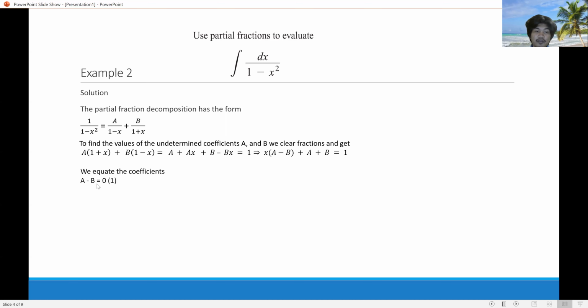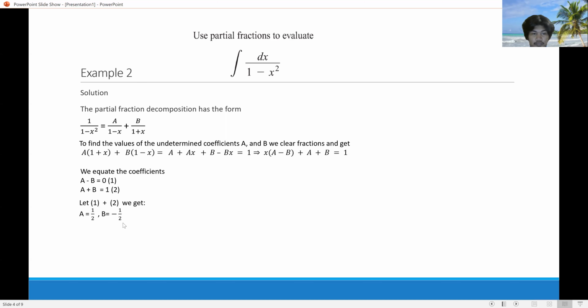And then we compare the coefficients. We get a minus b is equal to 0 and a plus b is equal to 1. Adding equation 1 and equation 2, we get a is equal to 1 over 2, because the b terms cancel out. By plugging a into equation 1, we get b is equal to 1 over 2.